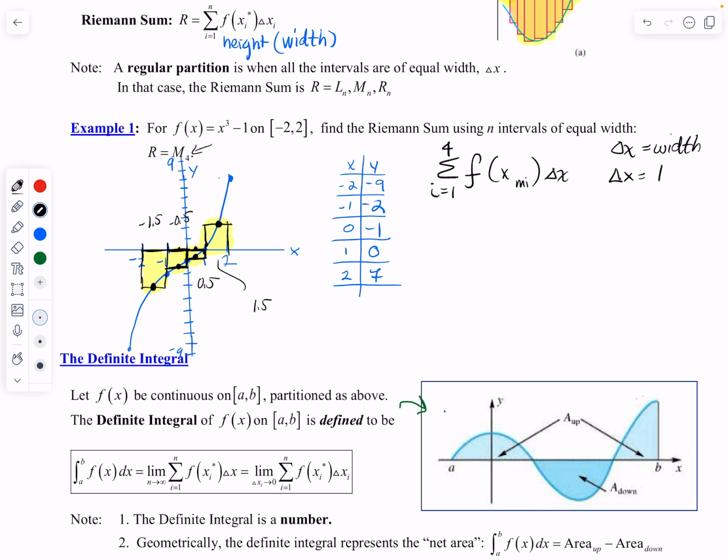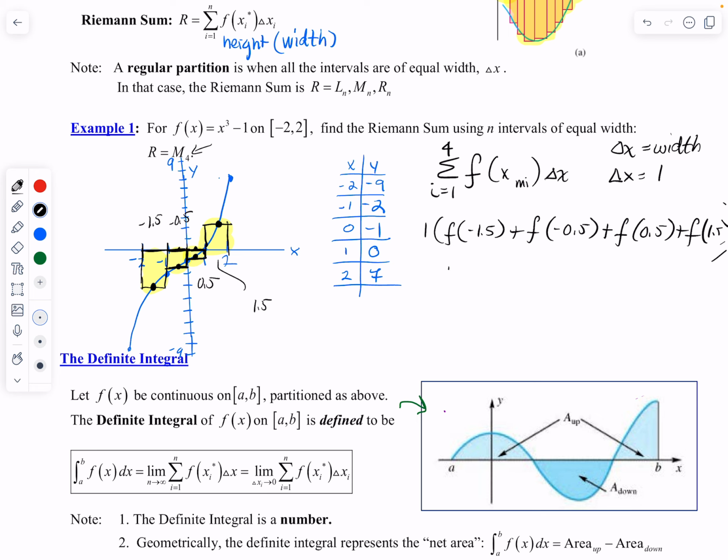So delta x equals 1. So this looks like this: delta x, which is 1, times my function at -1.5 plus my function at -0.5 plus my function at 0.5 plus my function at 1.5. So what I'm going to do is throw that into the calculator and calculate that. So I'm going to take parentheses -1.5, cube it, and then subtract 1. So I'm plugging it back into the original function.